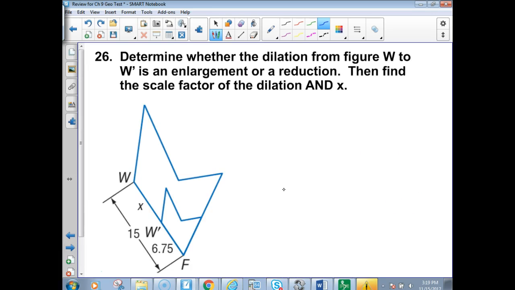This one is a weird scale factor. We've got the new is down here and the old is up there. So that means this was a reduction, right? It's a reduction. So that means our scale factor should be a fraction. So what we're going to do is compare the new number, which is the 6.75, and we're comparing that to the old distance, which is 15.